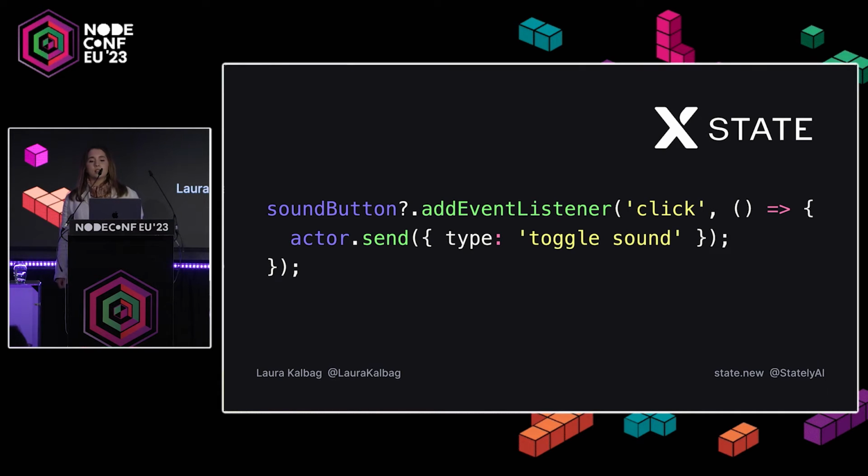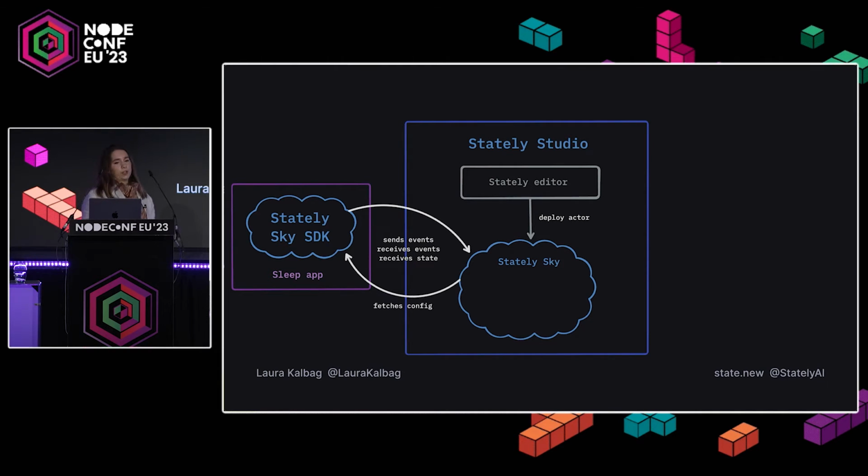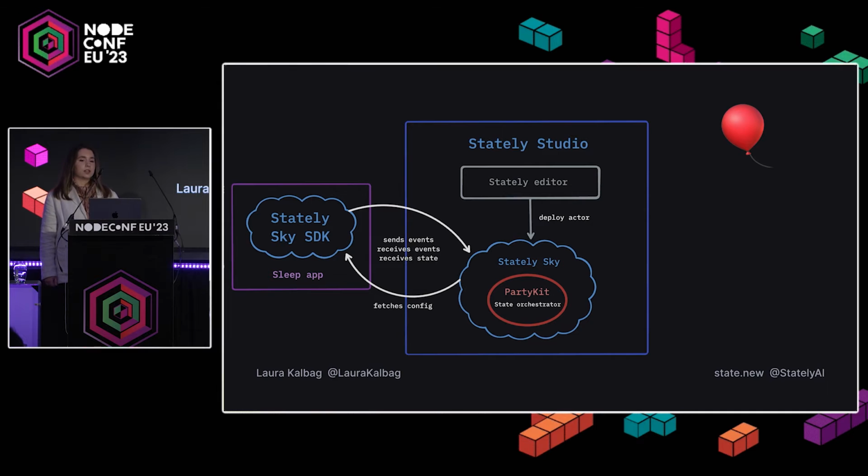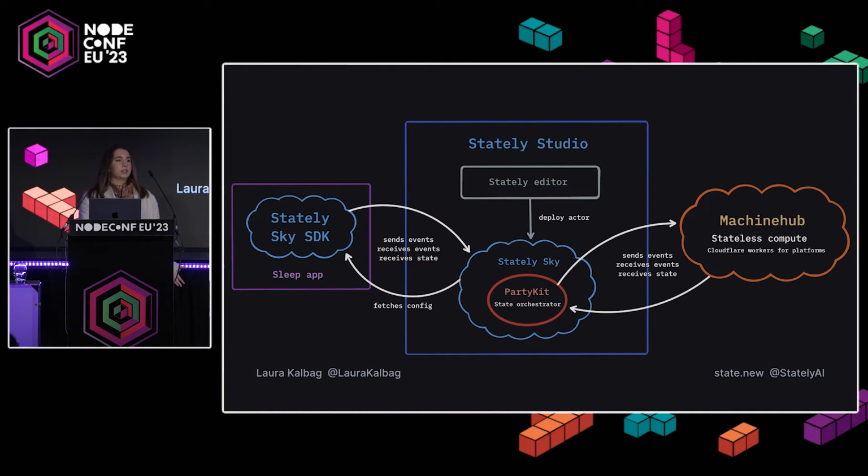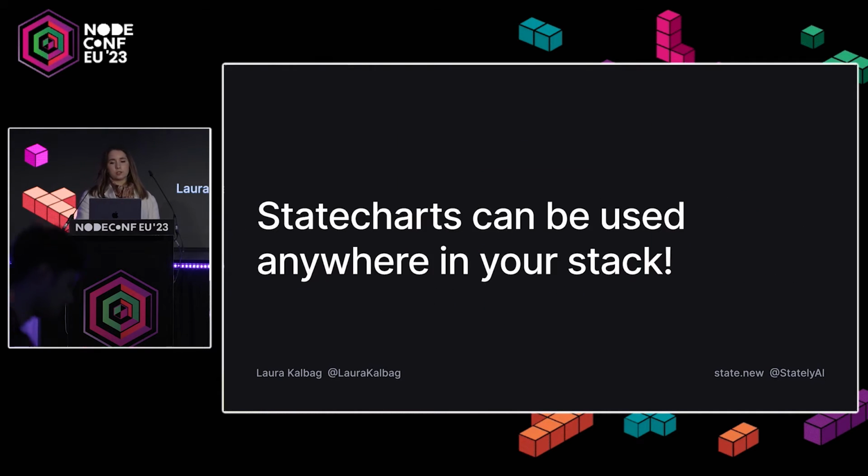So actor.send is a method that's provided by XState. And XState is a state machine library that runs anywhere that JavaScript runs, so you can use it full stack. Then I can send events and receive state from the live actor in real time, which is powered by PartyKit underneath, which orchestrates our state and does the sending and the receiving of the events using WebSockets. PartyKit runs each actor as a web server. So each Sky actor runs on a durable object inside of Cloudflare's edge network, and that allows for our lovely stateful serverless functions.